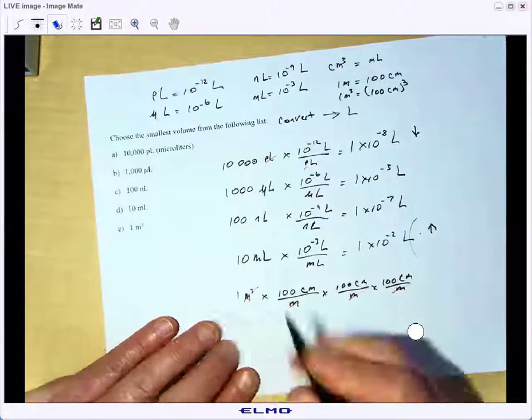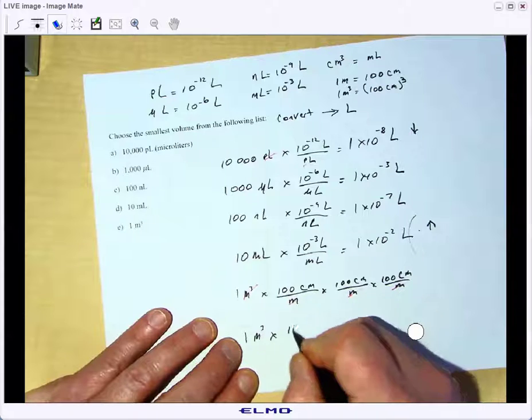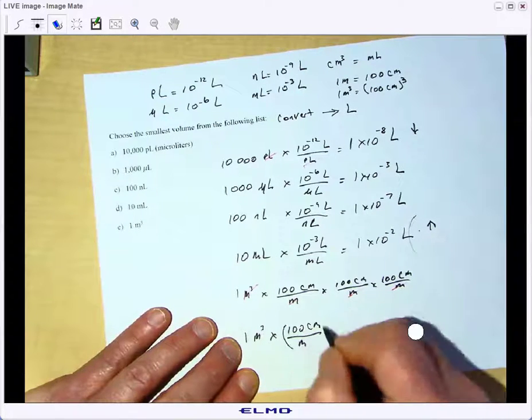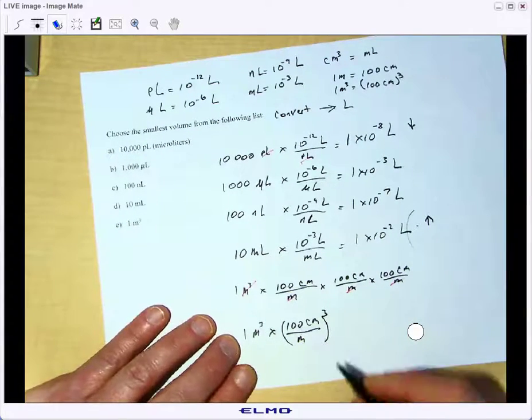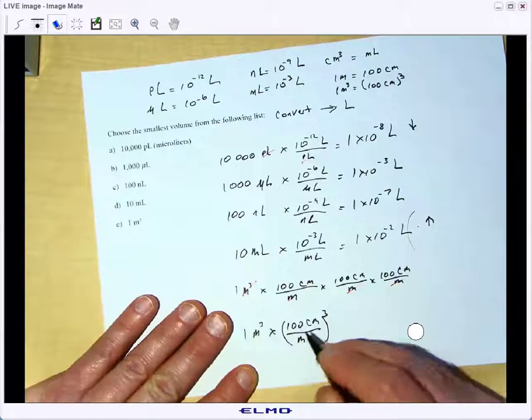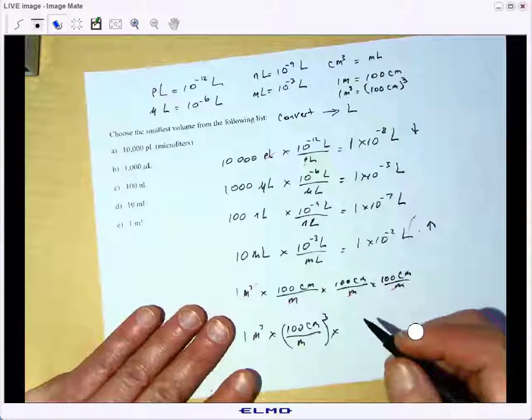The other way to do this would be to say 1 meter cubed times 100 centimeters per meter and cube that. The thing is, you've got to make sure that you cube that 100. Otherwise, the equivalency doesn't work out. So make sure if you do things this way that you've done it this way, to make sure you get the same answer. Just make sure you understand how to do this kind of problem.